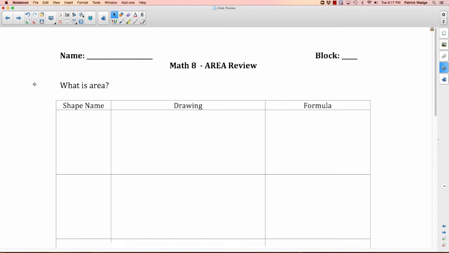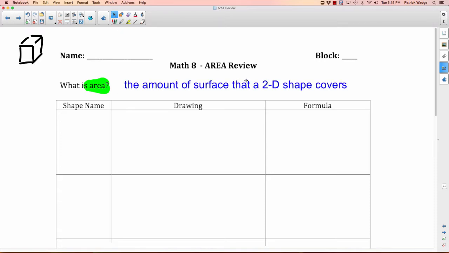What is area? That's all we're going to focus on today. Area refers to two-dimensional shapes, like flat shapes. If we're talking about area, you can't be looking at three-dimensional shapes like cubes. That would be surface area or volume. If you're talking about area, you're talking about a flat surface, and what you want to know is how much surface it covers.